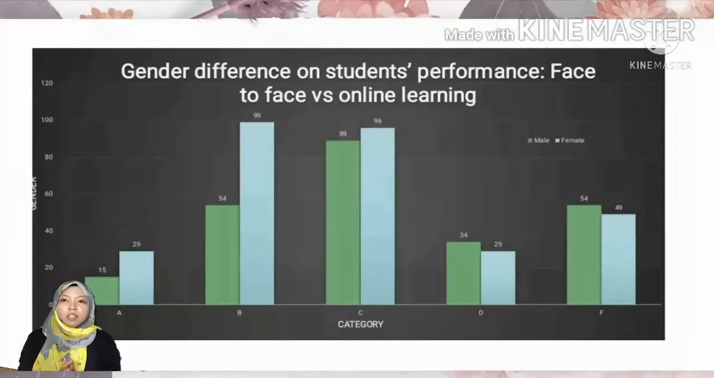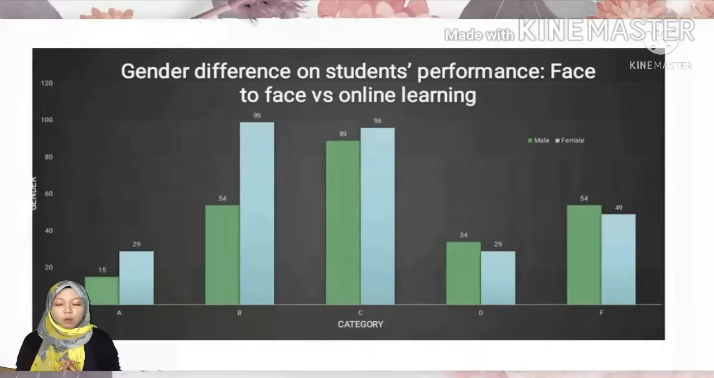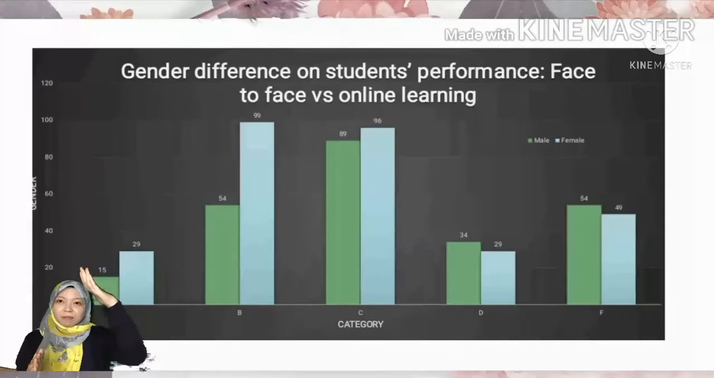Okay, if you look at class C, you can see more, because female have 89 students and male have... I'm sorry, female have 96 students and male have 86 students. This is a lot. This means my graph has the peaks.